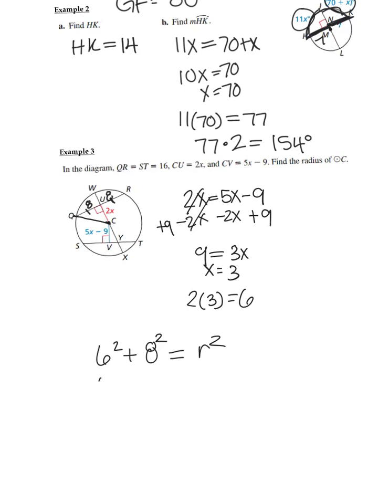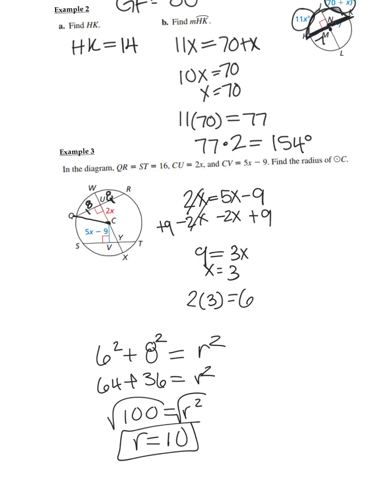Over here, I get 64 plus 36 equals r squared. That gives me 100 equals r squared. And I'm going to take the square root of both sides, and I get r equals 10. So then my radius here would be 10.